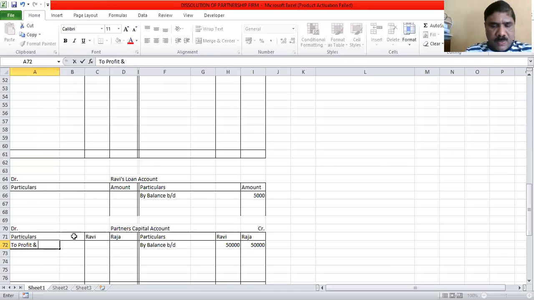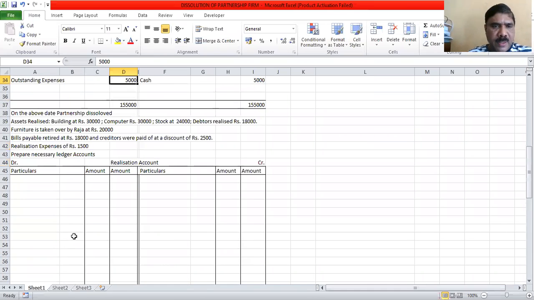More disturbing people, mute over there. The equal amount, how much does it come to? 3,000 each. Whoever has more noise at home, please mute.